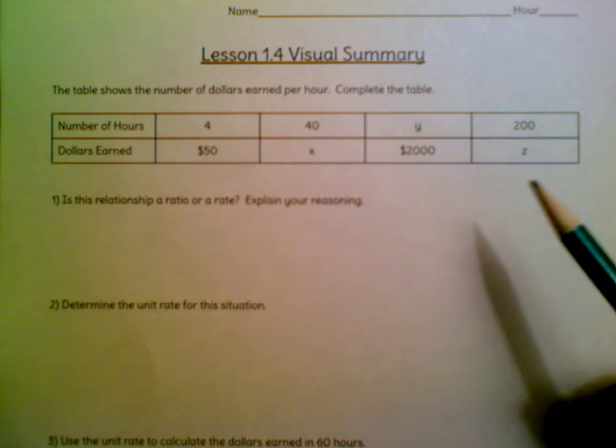This is the lesson 1.4 visual summary. Now we're going to be looking a little closer at tables. So the table shows the number of dollars earned per hour, and we want to complete the table first. So we're going to be finding out numbers to go in these three spots. So first of all, I'm just looking for relationships.